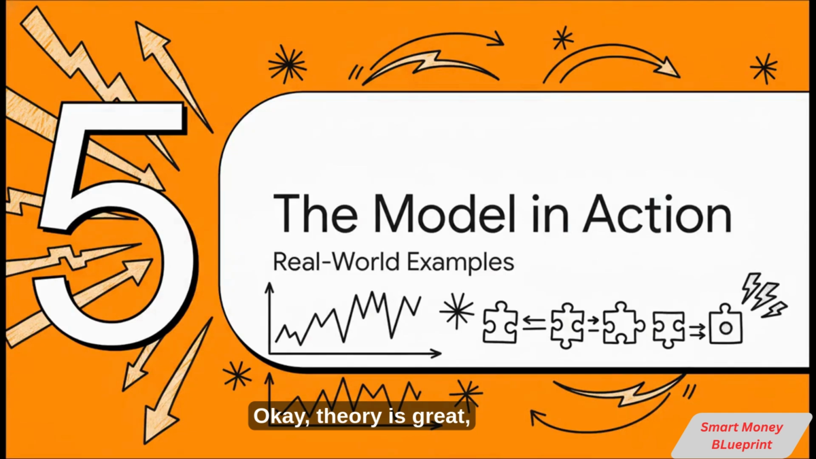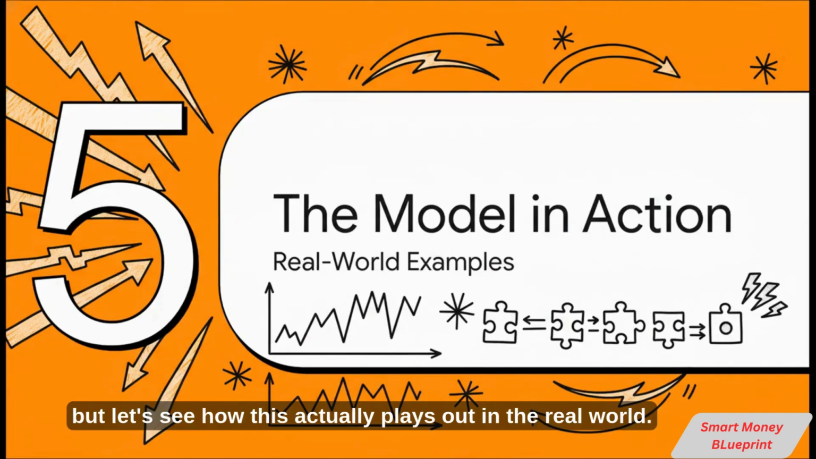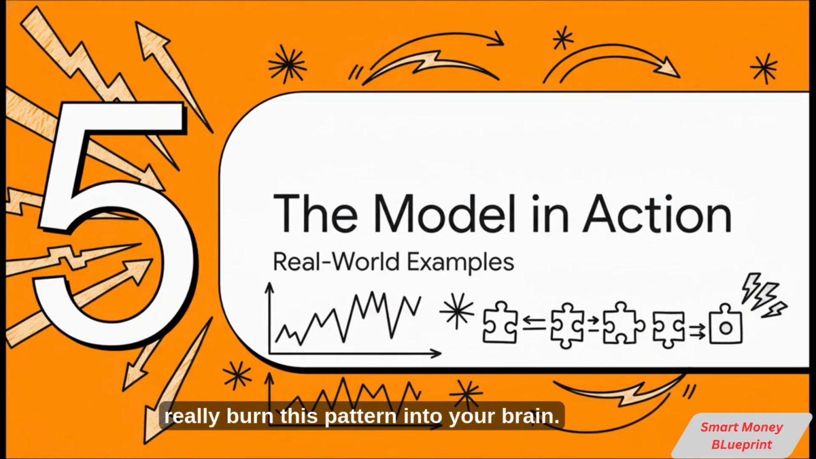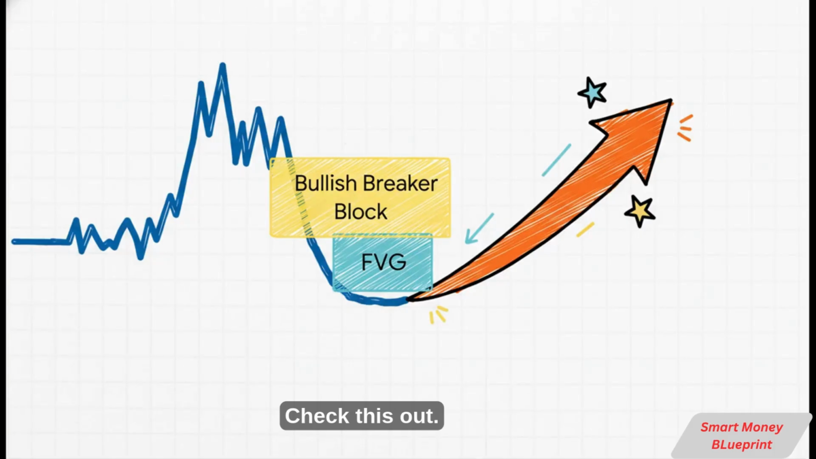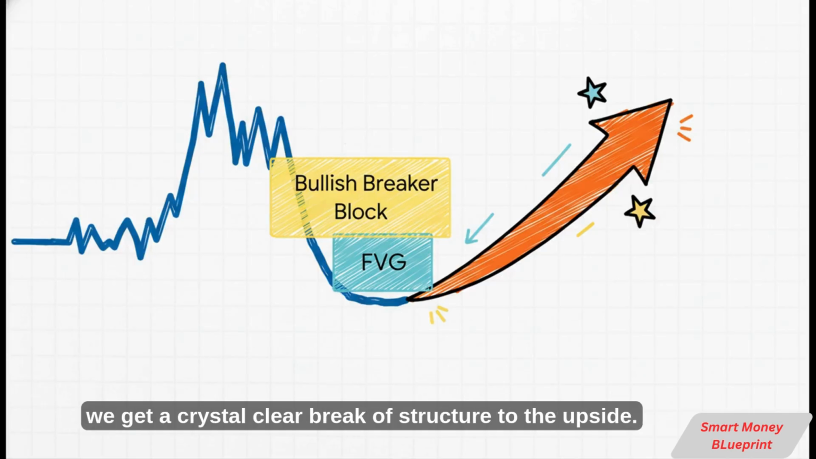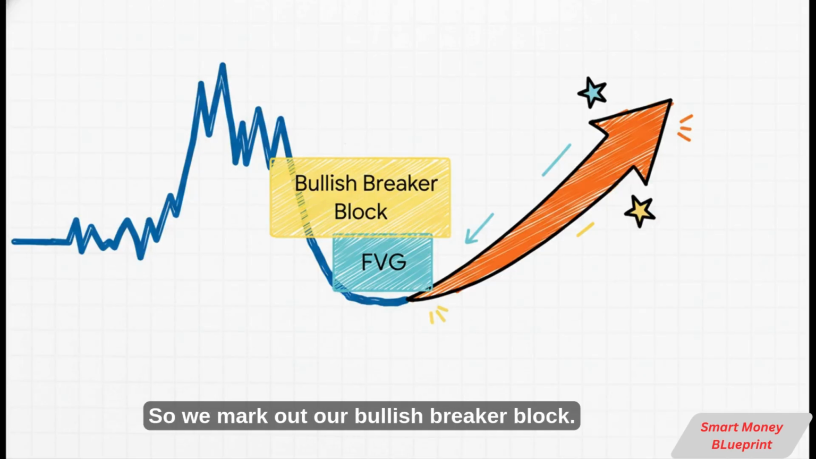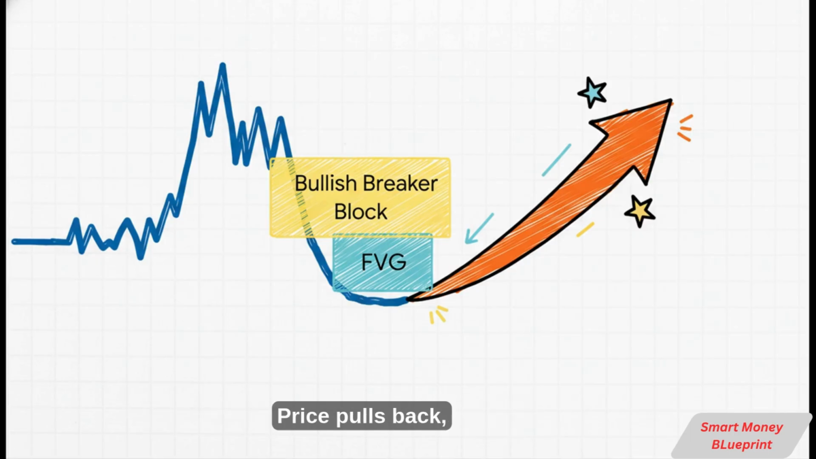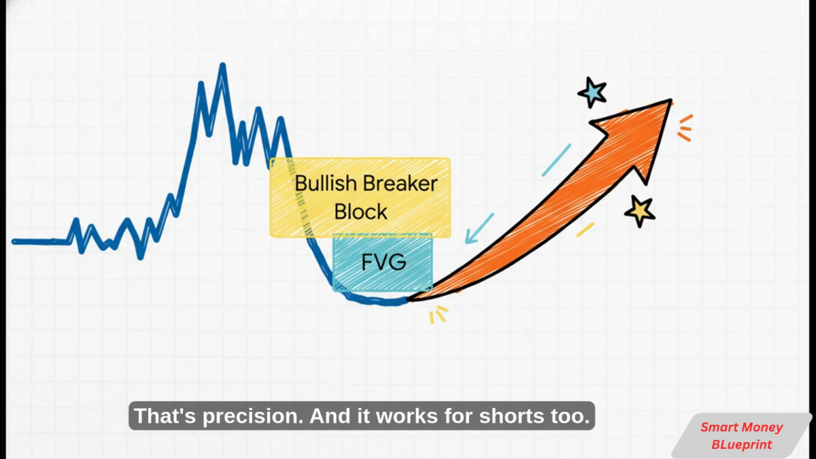Okay, theory is great, but let's see how this actually plays out in the real world. We're going to run through a few quick examples just to really burn this pattern into your brain. Check this out. Here on the Euro USD 15-minute chart, we get a crystal clear break of structure to the upside. So we mark out our bullish breaker block. And what do you know? Right inside of it, there's a small but obvious FVG. Price pulls back, taps that zone almost to the tick, and then just launches. An absolutely beautiful move. That's precision.